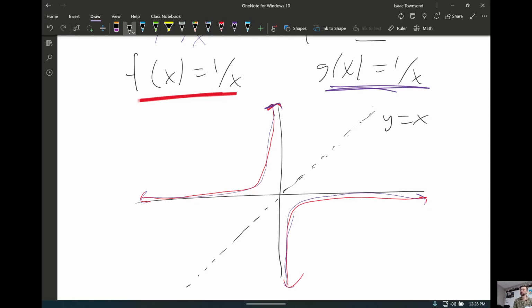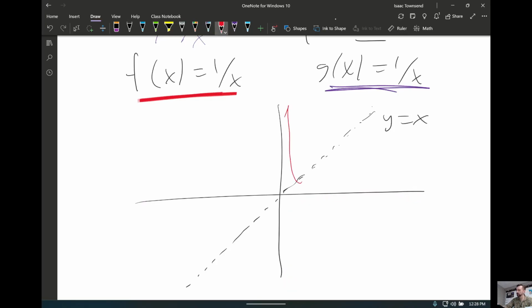Isn't that -1 for x? Oh, you're right, you're right. I did that too quickly. Right. There we go. But the rest of it still stands.